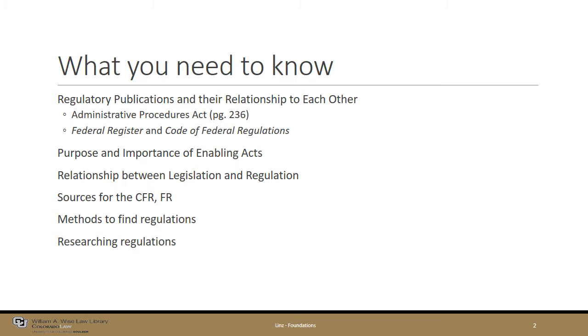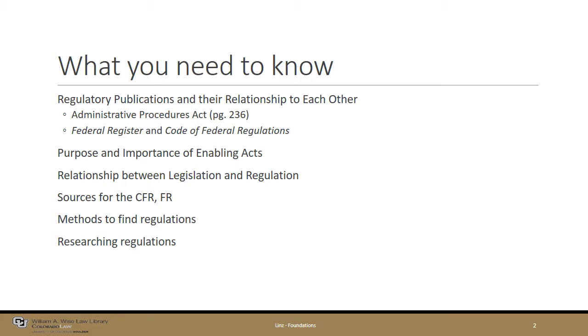So what is it that you need to know? What is it that we're going to cover in this brief video? First of all, we'll look at the regulatory publications that publish the regulations, and we'll look at their relationship to each other. Second of all, we'll look at the purpose and importance of enabling acts and how agencies need to have these enabling acts to create the regulations. Thirdly, we'll look at the relationship between legislation and regulation.